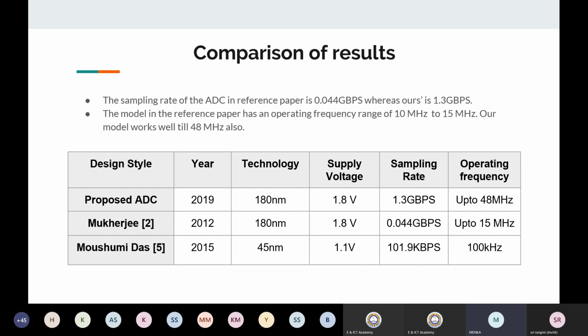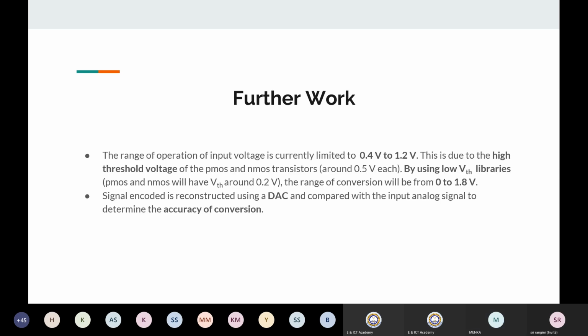Fine. So next slide, please. These are the references which the students have taken into consideration while implementing this project. So I have completed this case study 2 from my side.